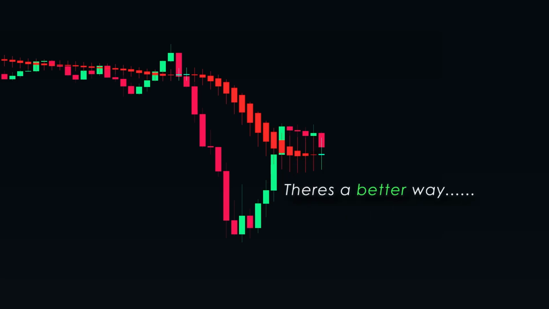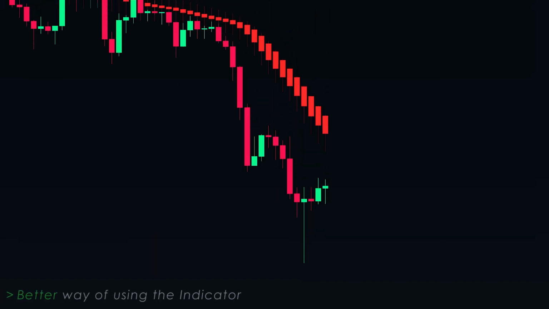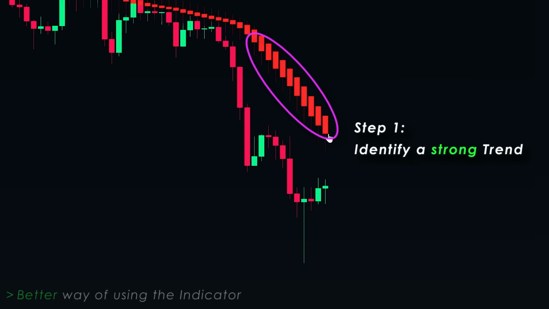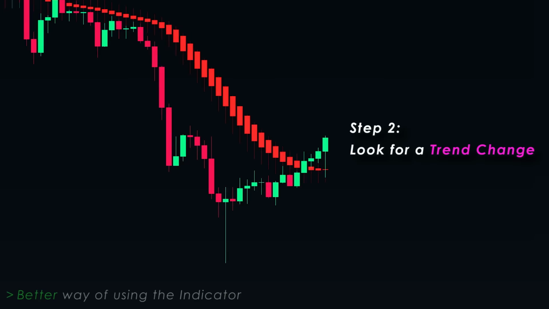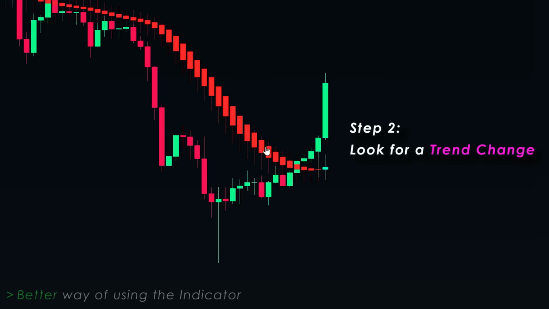Now, I'm going to reveal a better way of using the Smooth Heiken Ashi indicator. The first step is you want to find a strong existing trend, like in this example. Here, we can see that the price is going down while the indicator is displaying large red candles, indicating that the price is on a strong downtrend. Once you've identified the trend, the next step is to look for a trend change. And we can do that by waiting for the Heiken Ashi candles to show signs of a trend reversal. And as you can see here, the candles gradually become smaller and smaller before finally switching to a green color. So now we have our trend change.